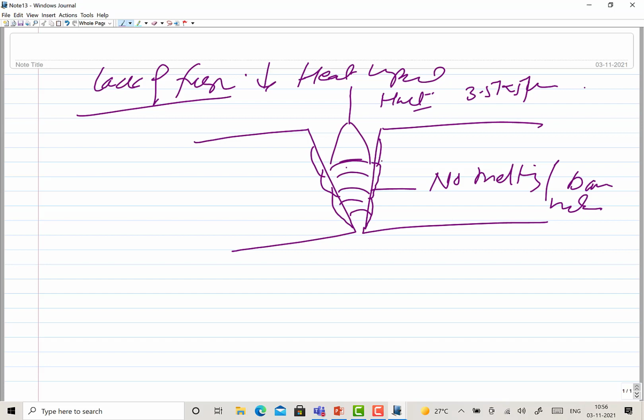So there is no metallic bonding between the two, because for metallic bonding what you need is the melting or fusion of the base and the filler metal; both should mix. And if we have the situation of no melting of the base metal, then this will lead to lack of fusion. Lack of fusion means the base metal surface remains straight and you have just placed the molten metal here.